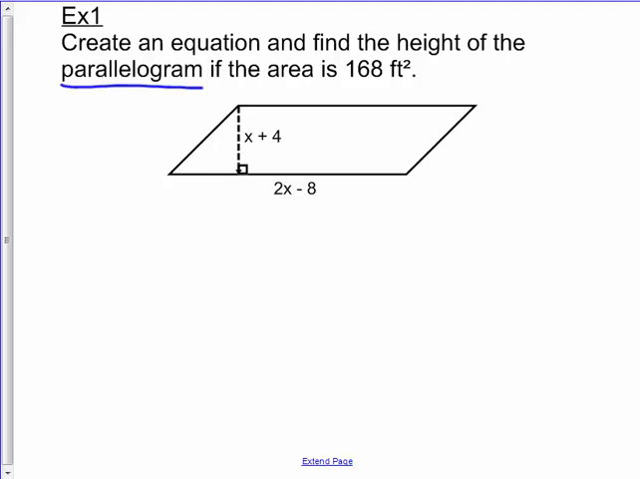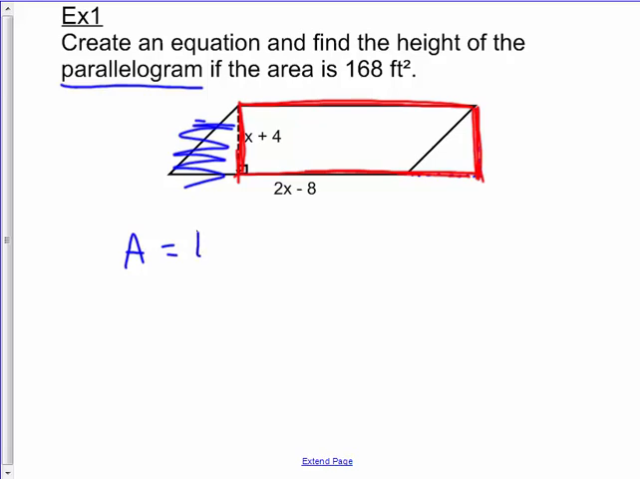Well, let's recall here that when I have a parallelogram, I really could take that triangle off and put it on the other side. If I took that off, put it on the other side, fill that in, what shape does that make? Well, it's going to make a rectangle here. How do I find the area of a rectangle? It's going to be the length times width, or base times height here. So for a parallelogram, it's the same way. The area is going to be the length times the height.